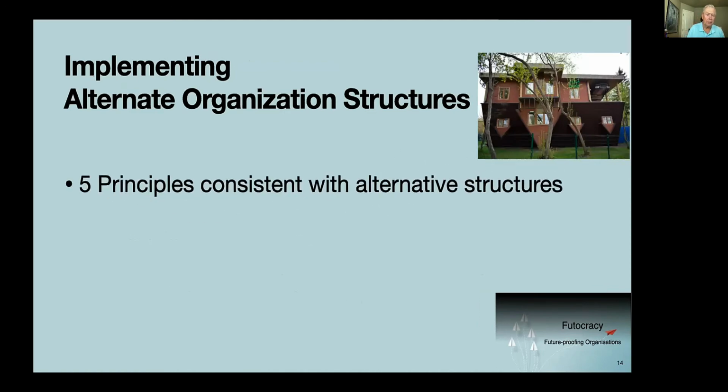We then have talked about implementing alternate structures at this point. We focused first on the five principles that are consistent with many of the alternate structures that we've seen in other organizations. Again, these other organizations, for the most part, have been startups, smaller organizations, or they went through a near-death experience that forced a crisis and a visionary leader stepped in to put together an alternate structure.